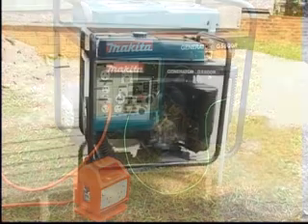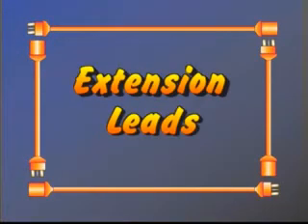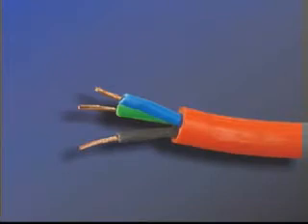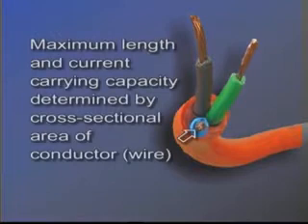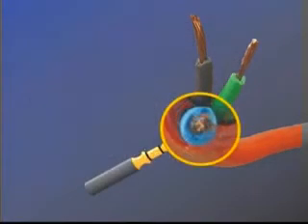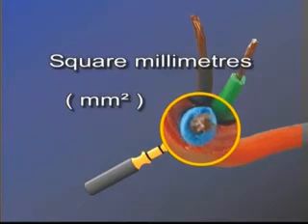240-volt extension leads consist of an outer case of insulation containing 3 multi-stranded conductors. These 3 conductors or wires are encased in colour-coded insulation. The maximum length of an extension lead and its capacity to carry electrical current are determined by the cross-sectional area of the conductors. This cross-section is measured in square millimetres. The commonly used wire sizes are 1, 1.5 and 2.5 square millimetres.